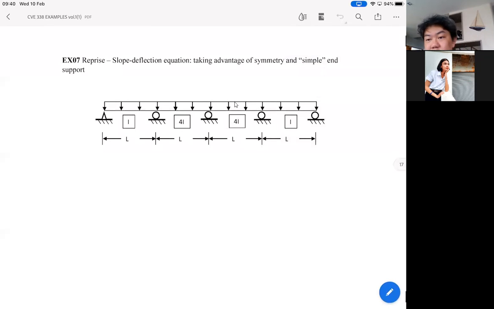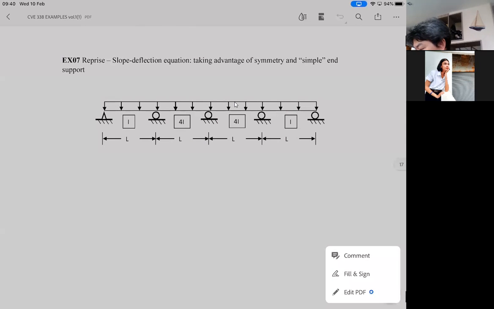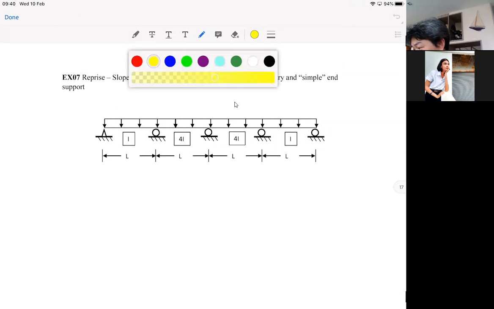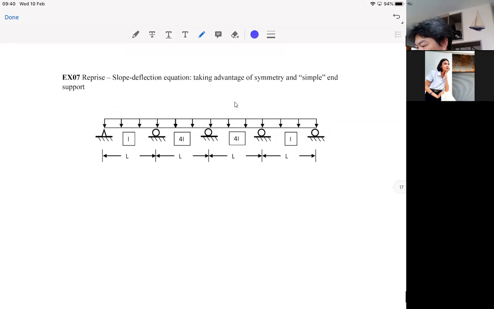So, okay. This is example number 7, which we have done last time, but now with the use of modification and symmetry. If you don't want to take advantage of symmetry and the simple end support, you may end up with a lot of work. So let's show you what will happen if you don't utilize that, and if you do, okay?